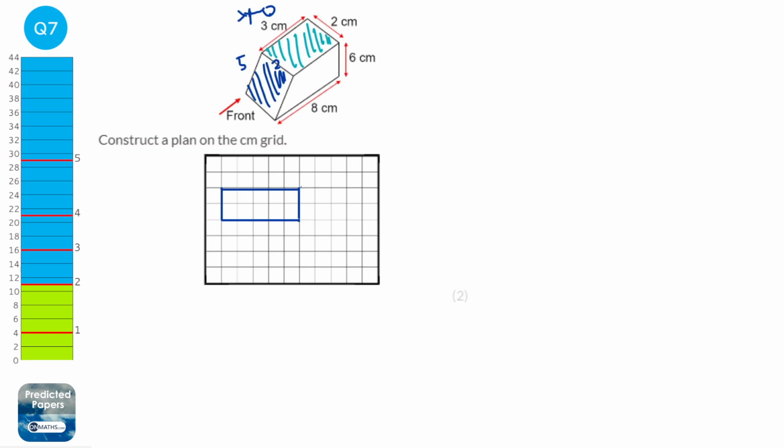Now the other part will be the same 2 centimeters, but it will be 3 centimeters across. So we have 3 centimeters across.